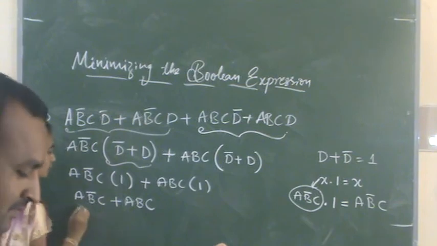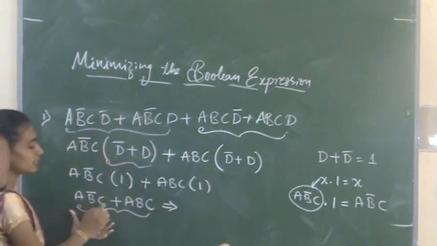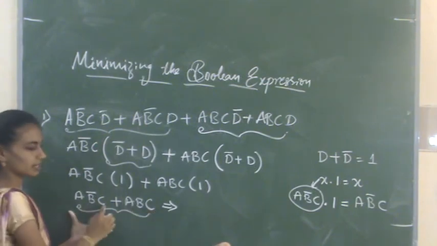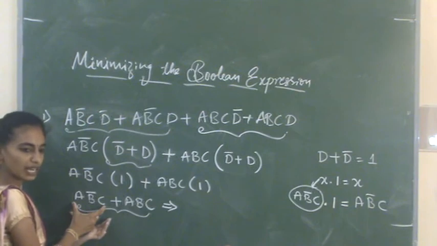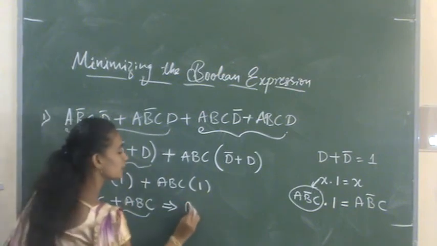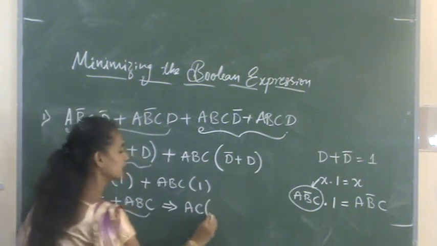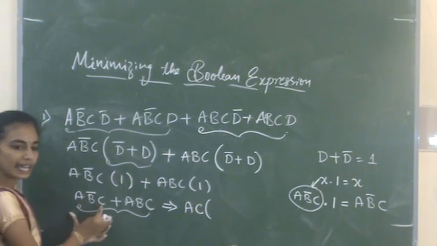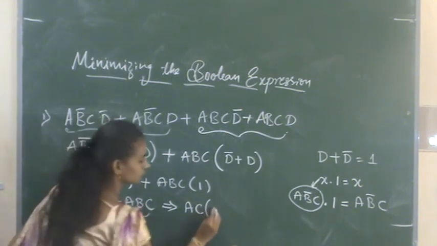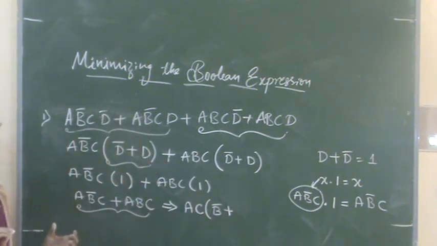In these two expressions, see here A and C are the same, right? In this term also we have A and C, and in this term also we have A and C. So now I am taking A C as a common factor, and if I take A C as common here, the remaining will be D bar. Plus.